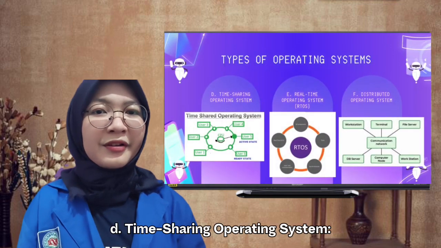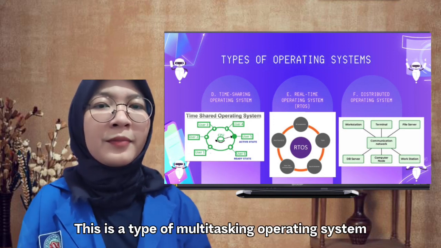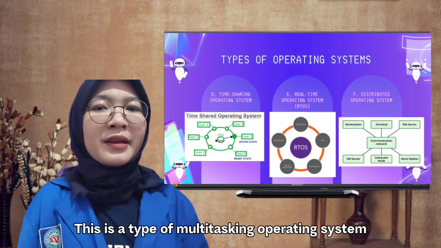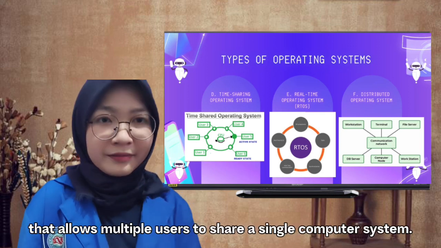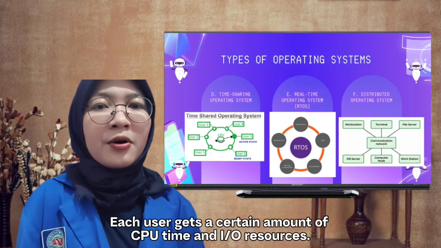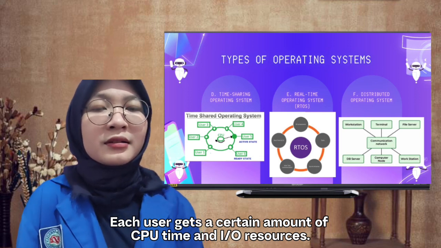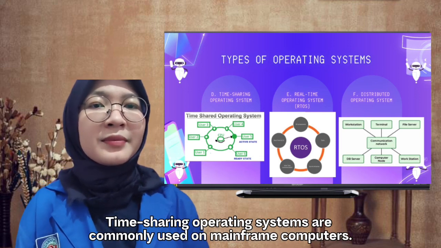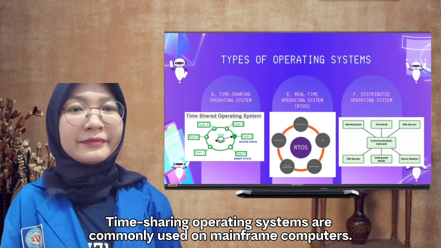D. Time-sharing operating system. This is a type of multitasking operating system that allows multiple users to share a single computer system. Each user gets a certain amount of CPU time and I/O resources. Time-sharing operating systems are commonly used on mainframe computers.